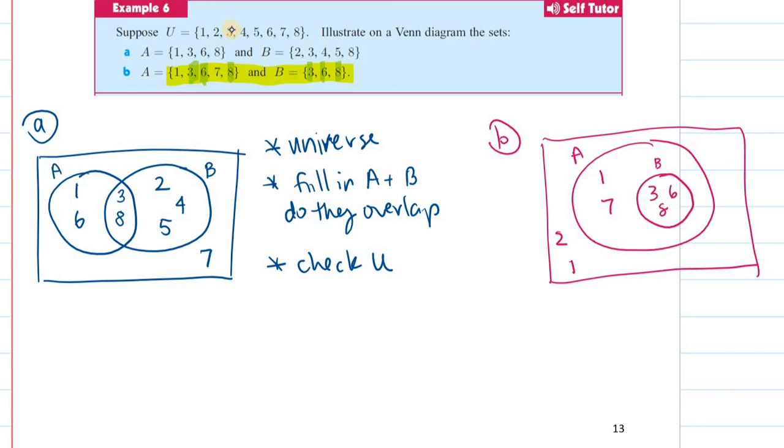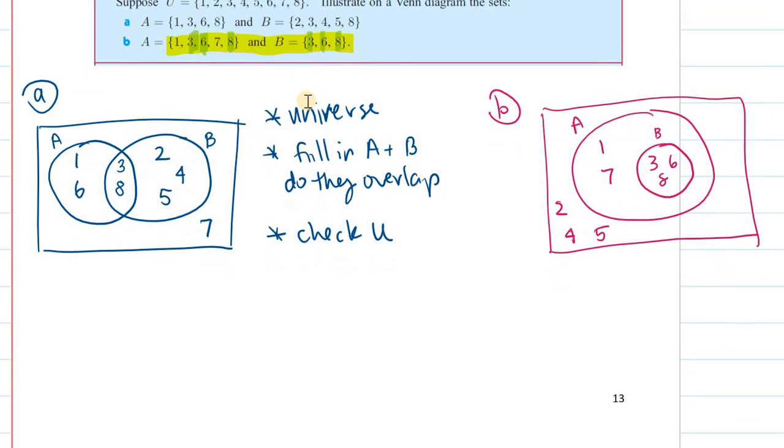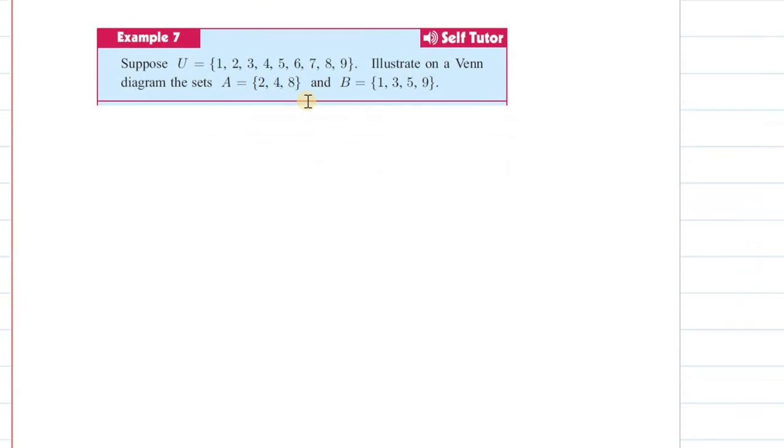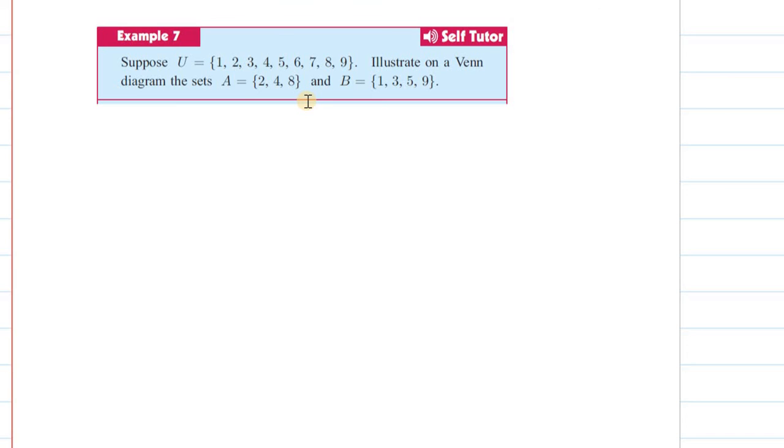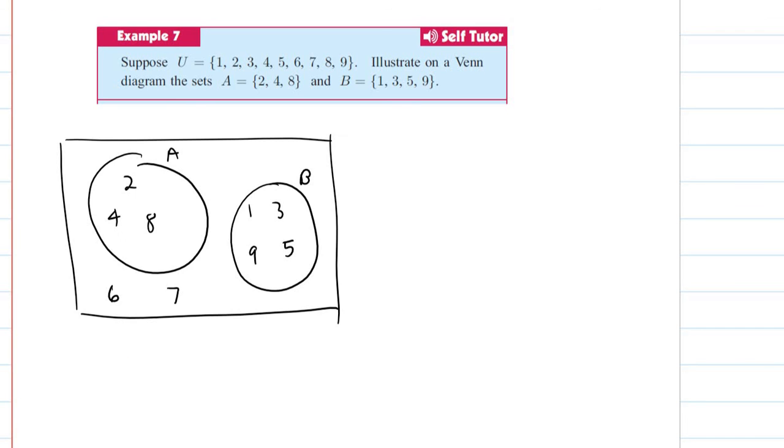We have 3. We don't have a 4, we don't have a 5, 6, 7, 8, and that's it. So that's the diagram for part B. Okay, go ahead and try number 7 on your own. You can pause the video, and when you're done, come back, unpause the video to see if you got it right. Okay, if you're back, here is the solution.